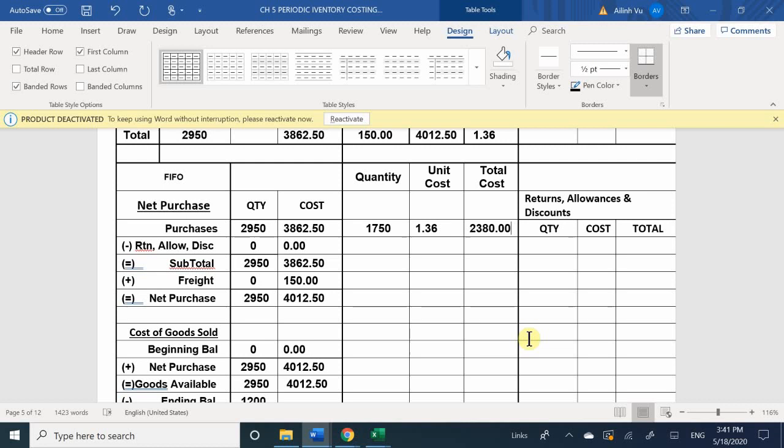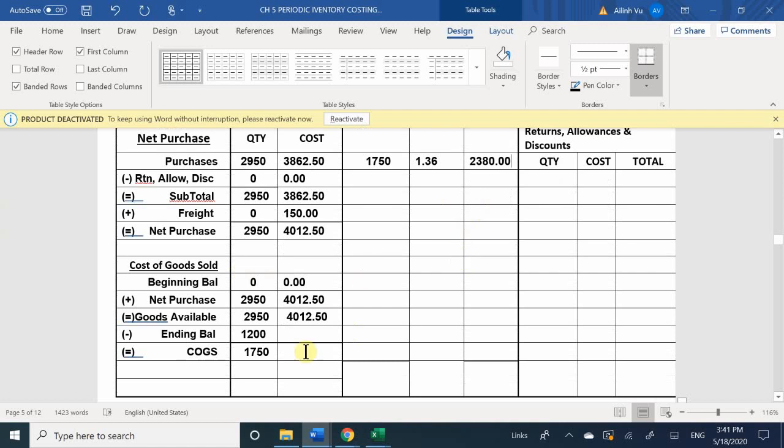Okay. Is everyone okay with this one? Yes. Okay. It's pretty straightforward. This is the easiest kind of inventory. Okay, so once we recognize that we have $2,380, how do we find the total amount of inventory we have on hand? We subtract the cost of goods sold from the goods available, and you'll get $1,632. And don't forget that 50 cents.